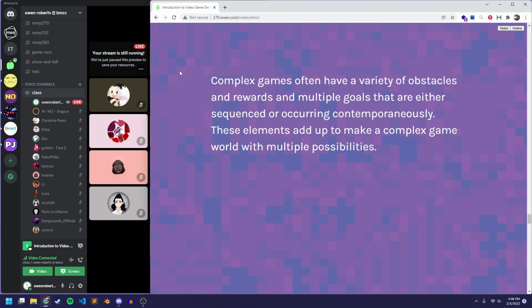Okay, so complex games often have a variety of obstacles and rewards and multiple goals that are either sequenced or occurring contemporaneously. These elements will add up to create a complex game with multiple possibilities. You guys would probably have a natural sense of how this works. You start a game, there's a couple enemies, you can only do a couple things, and you kind of figure out, okay, I can jump, I can shoot fireballs, I can do these things. Then you go to the next level, there's some more stuff in there, and then in the third level, they combine all those things. So you start off introducing each element, and then what that leads to is more complex, different combinations of those elements.